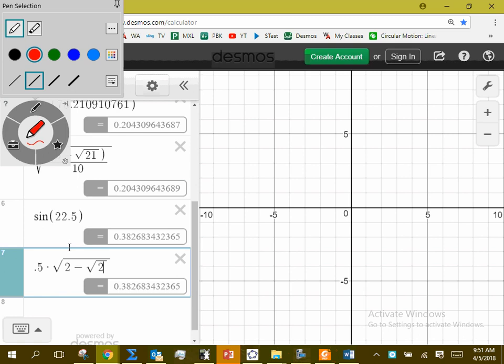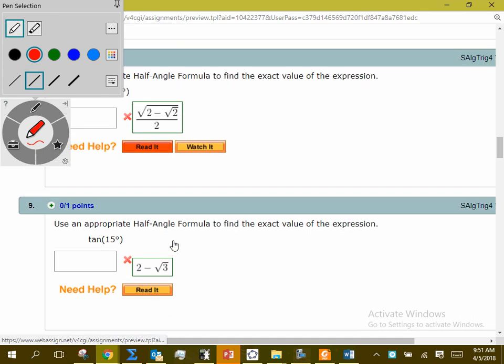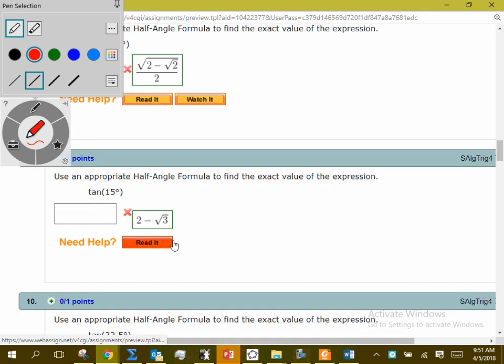Does that help? Want to do any more? Yeah. In about 5 minutes here, we can do number 9. Okay. So tangent 15.